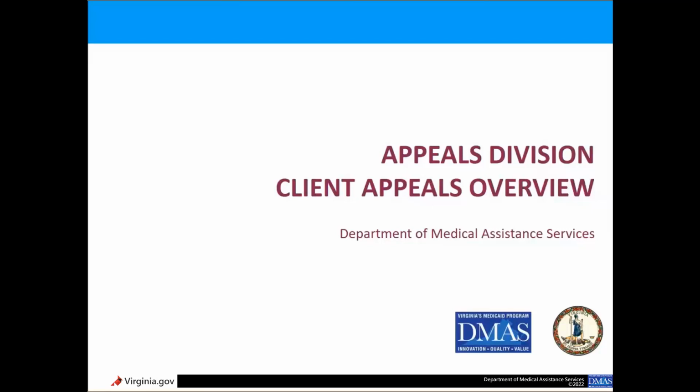This is the second module of the DMAS Appeals Division overview. This module will address the overall process of DMAS appeal hearings. This module will cover the following topics: a client's right to an appeal and the applicable laws, common appeal issues, the de novo appeals process, significant client appeal forms, the client appeal processing timelines, the responsibilities of the hearing officer, and appeal decisions.